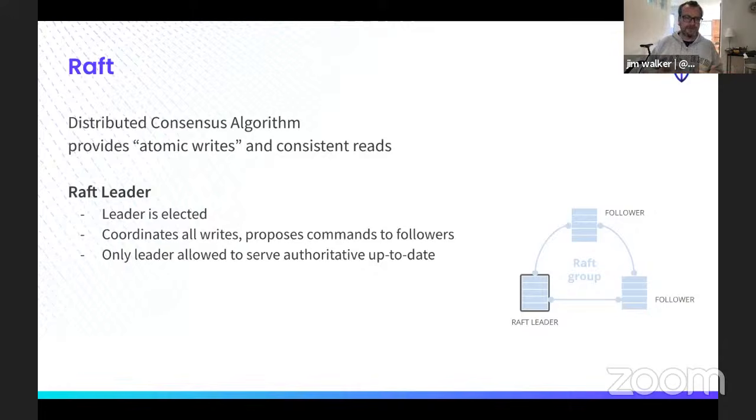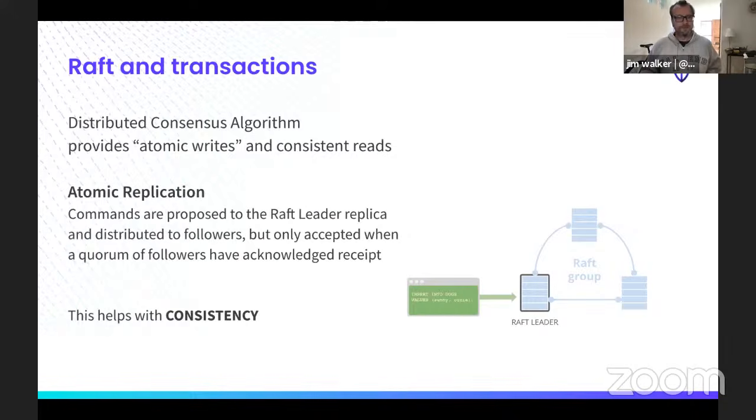Raft also has a concept of a Raft leader. A leader is elected. So the 3 replicas get together and nominate one of the replicas to be a leader. And the leader is actually pretty important. They coordinate writes. And they always have an authoritative, up-to-date understanding of what data is within that replica. So what those rows of data are in the KV store, right? Okay, so this also allows us to do atomic replication of commands.